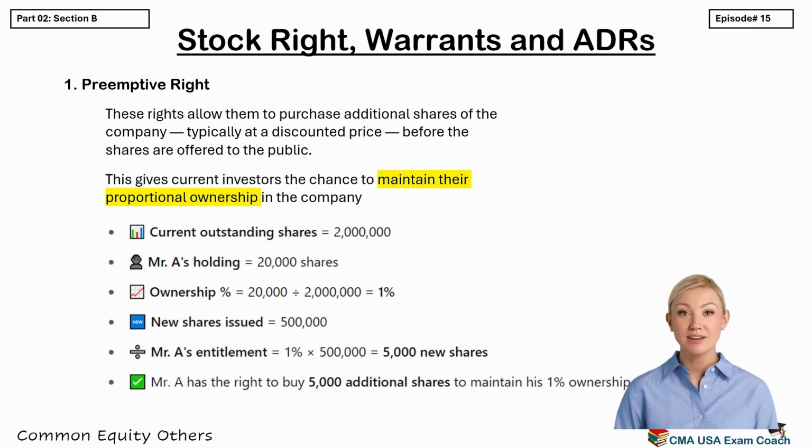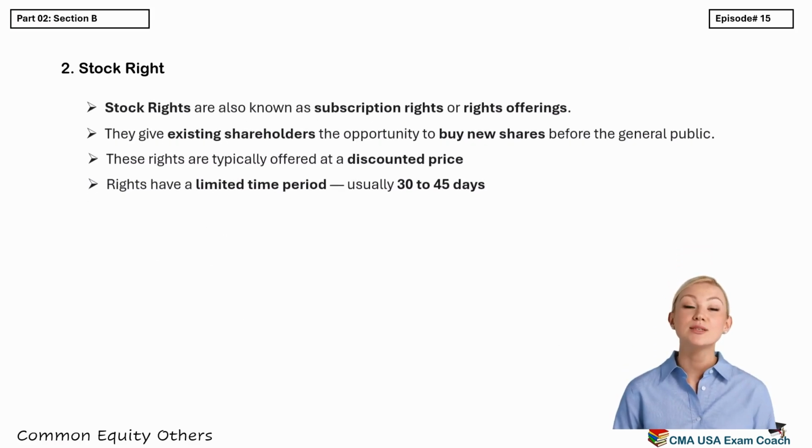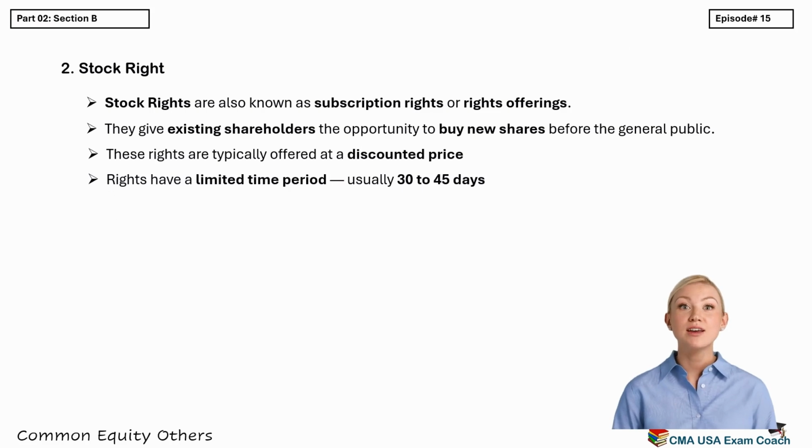Now let's discuss stock rights. Stock rights, also called subscription rights or rights offerings, are special rights issued by a company to its existing shareholders. These rights give shareholders the opportunity to purchase additional shares of the company, usually at a discounted price, before the company offers them to the public. Here's how it works. Suppose a company wants to raise additional capital by issuing new shares. Instead of directly offering the shares to the public, the company first gives its existing shareholders a chance to buy the new shares through what is called a rights offering.